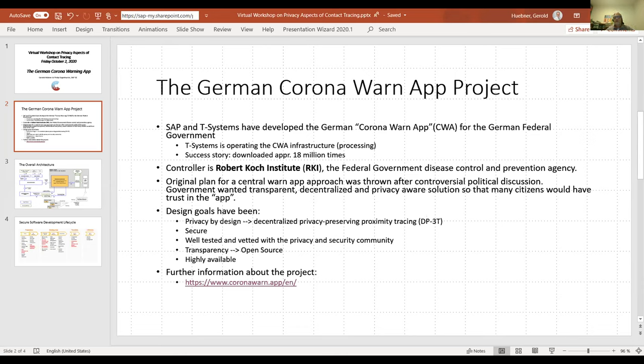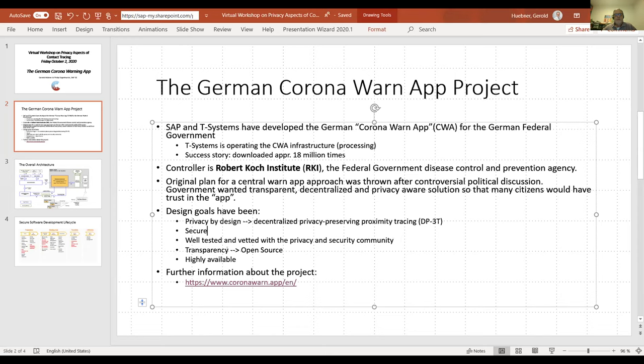Also a very practical approach, because at the same time, we learned that Google and Apple decided to build this interface, and for practical reasons, of course, it made sense to use that to get started as fast as possible. We did the whole project with about 65 people in home office, started in May, and the design goals besides privacy were to make it very secure, to test it very well and vet it in the privacy and security community. So they were all involved: scientific institutes, hacking communities, privacy communities, and so on.